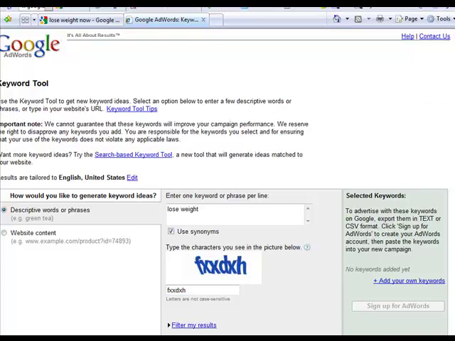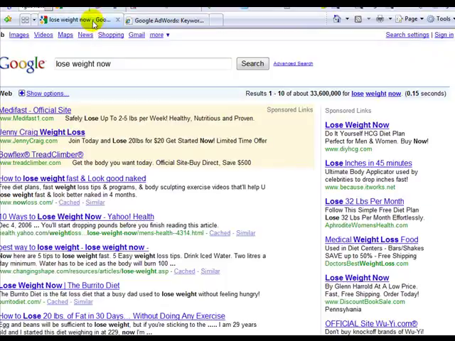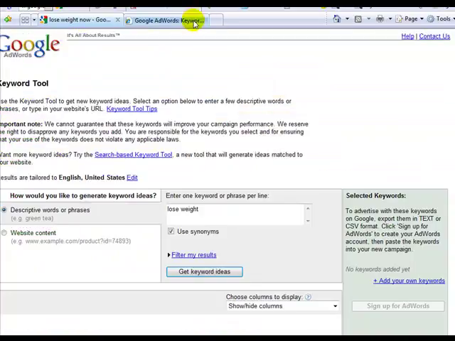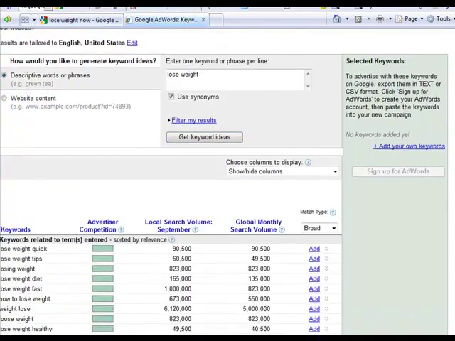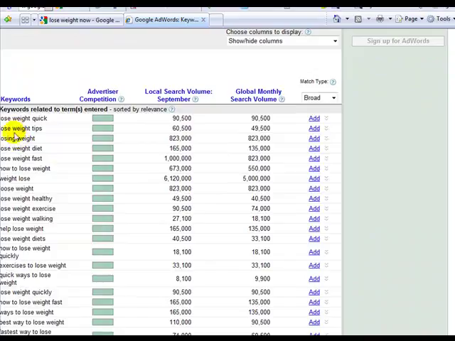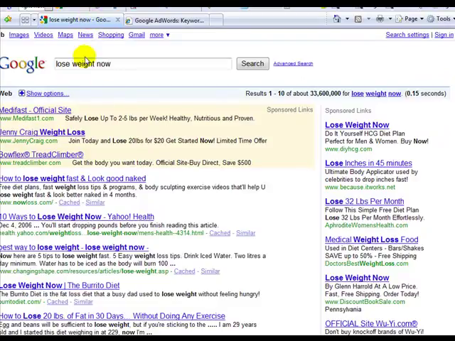It's going to show me how many times people are searching for that term each month, and also other keywords related to that term. It's very interesting, because I took a guess that people would be typing in "lose weight now," but there are other things people are typing in as well. Here we can see "lose weight quick" was searched for 90,000 times last month. That is incredible. Can you imagine having your ad appear 90,000 times?